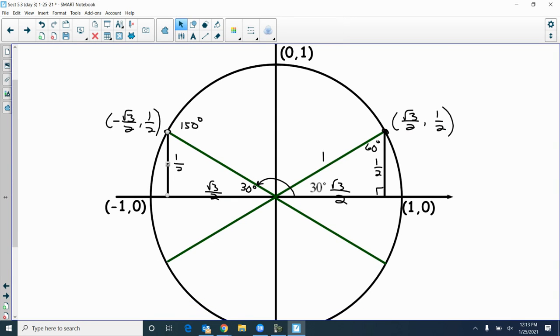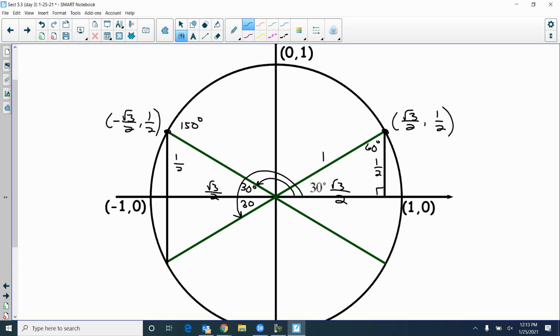If I extend this line down, and this is a 30-degree angle, what is the angle all the way around to there from the x-axis? Tyson, what would that angle be?